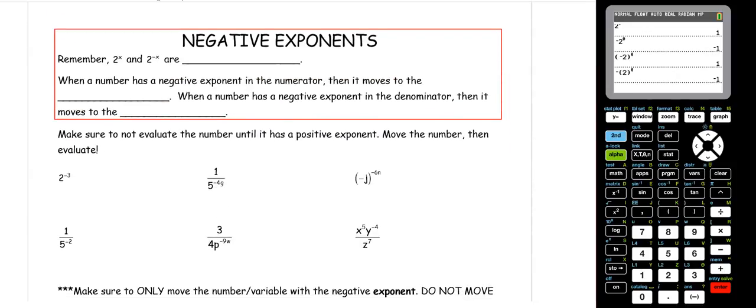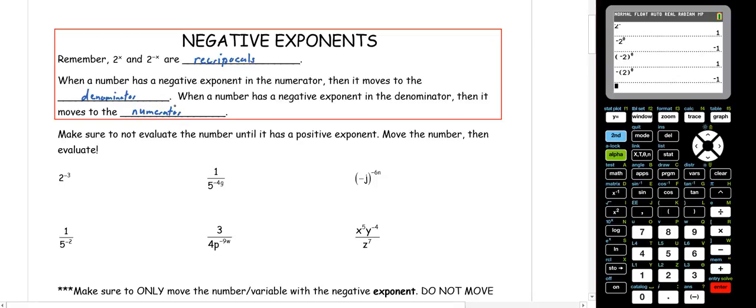Negative exponents. So negative exponents, remember that 2x and 2 to the negative x are reciprocals. So when a number has a negative exponent in the numerator, we are going to move it to the denominator. Vice versa, when a number has a negative exponent in the denominator, we're going to move it to the numerator. So basically, the negative exponents are going to flip what part of the fraction they're in.